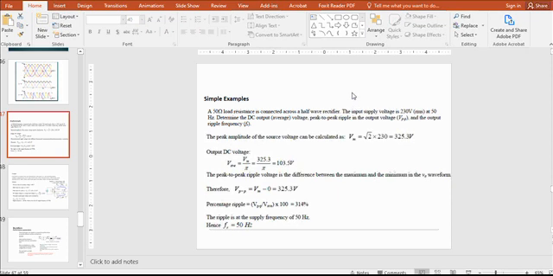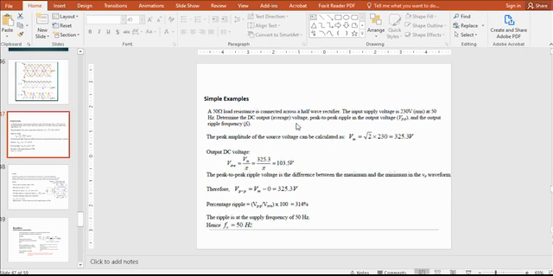Now we will see some numerical problems related to the rectifiers. The first numerical is: a 50 ohm load resistance is connected across a half wave rectifier. The input supply is 230 volts RMS at 50 Hz. So this is just like our power system in Pakistan.